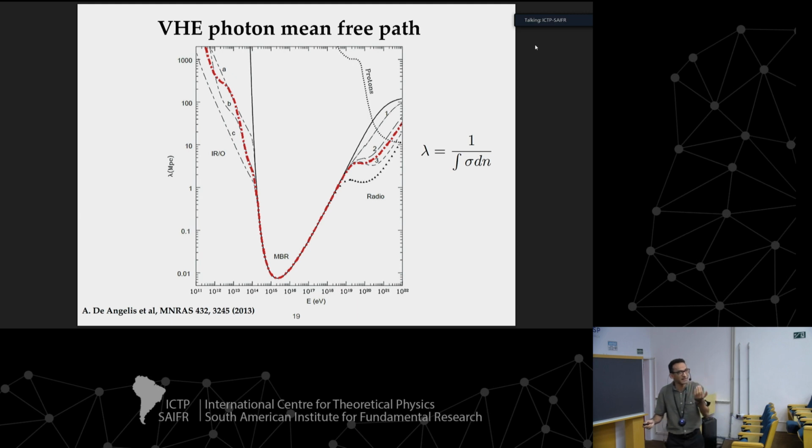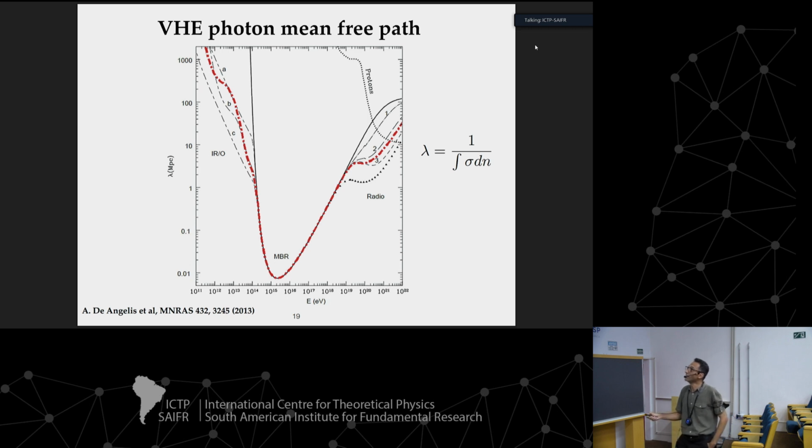But this has dramatic consequences on the way high-energy photons propagate through the universe. A very high-energy photon will not propagate freely in the universe for too long. Depending on its energy, it's going to encounter one of these low-energy photons and basically disappear. And here is the mean free path of a gamma ray as a function of its energy.